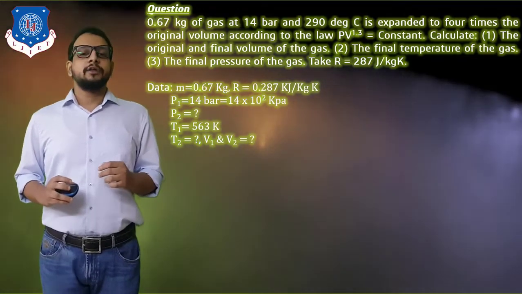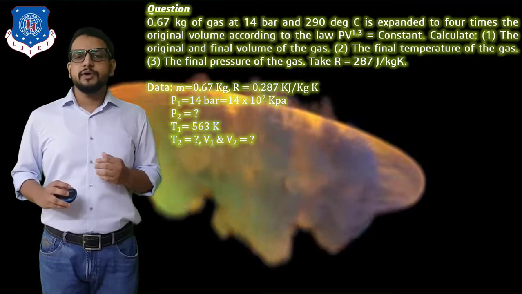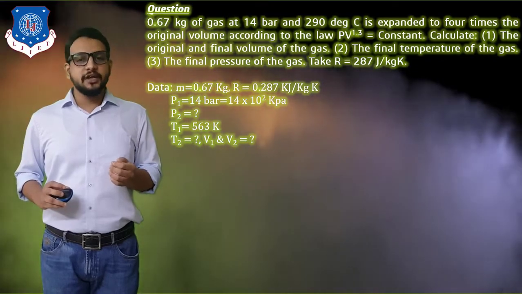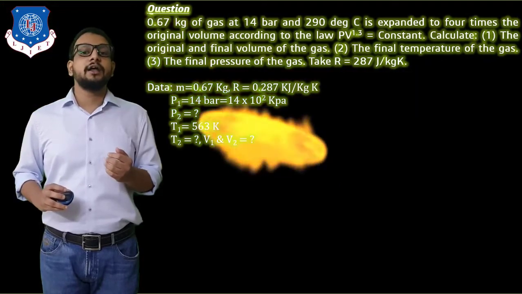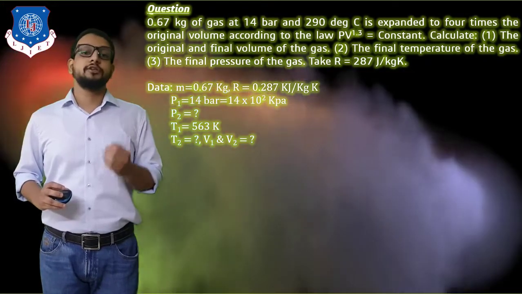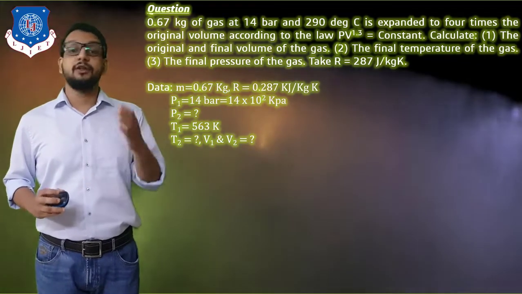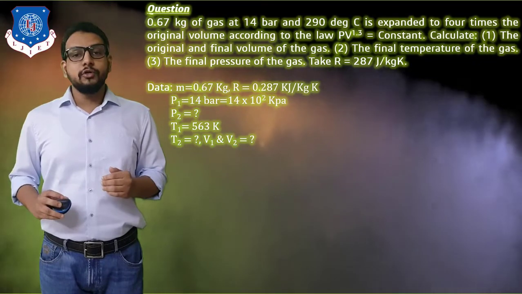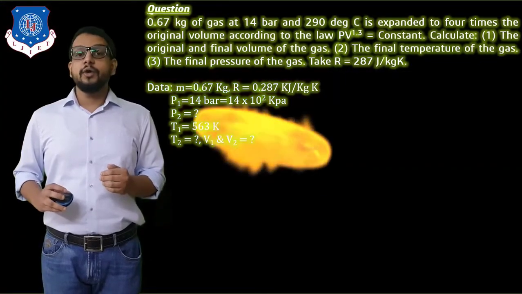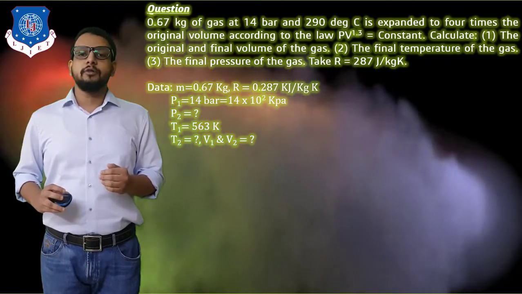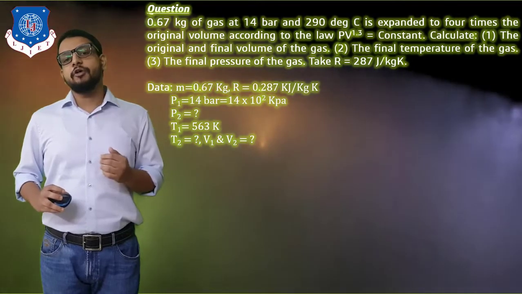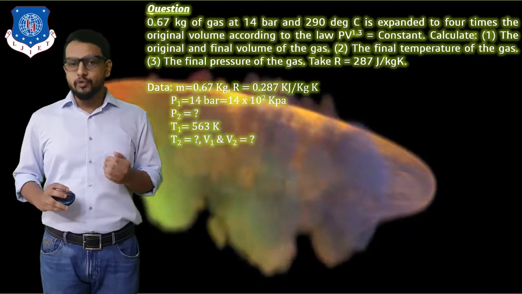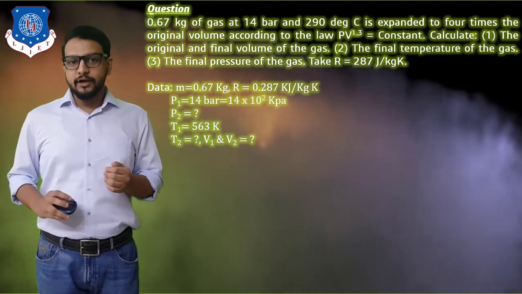kg Kelvin. So I have written data, as you can see on your screen, m is equal to 0.67 kg, R I have converted into kilojoule per kg Kelvin, so I have written 0.287 kilojoule per kg Kelvin. Initial pressure I have written P1 is equal to 14 bar and converted into kilopascal. So converting in kilopascal, it can be written as 14 into 10 raised to 2 kilopascal. We need to find out P2.